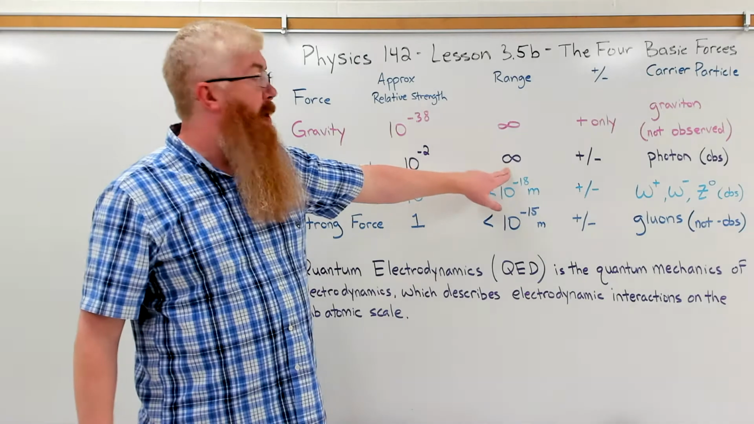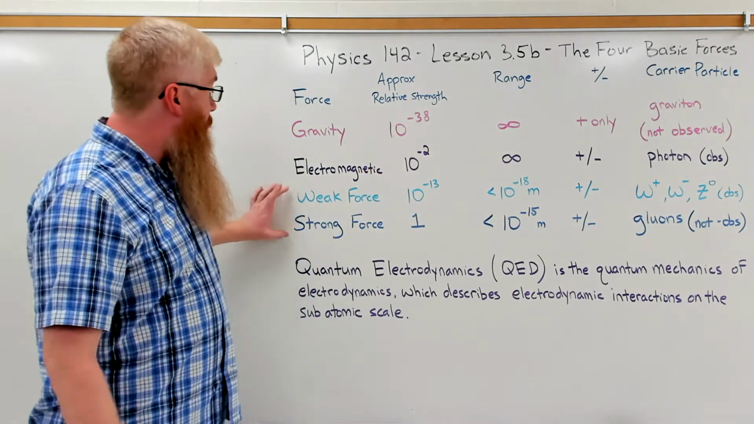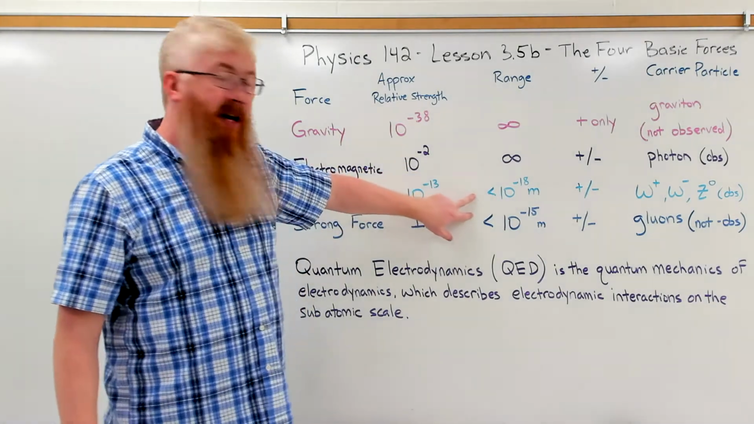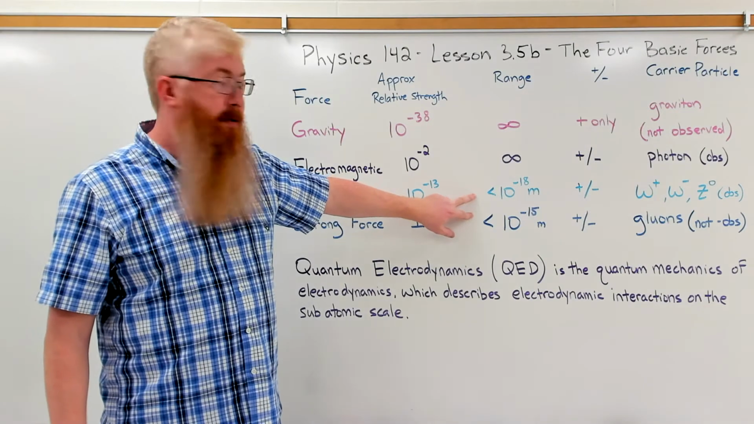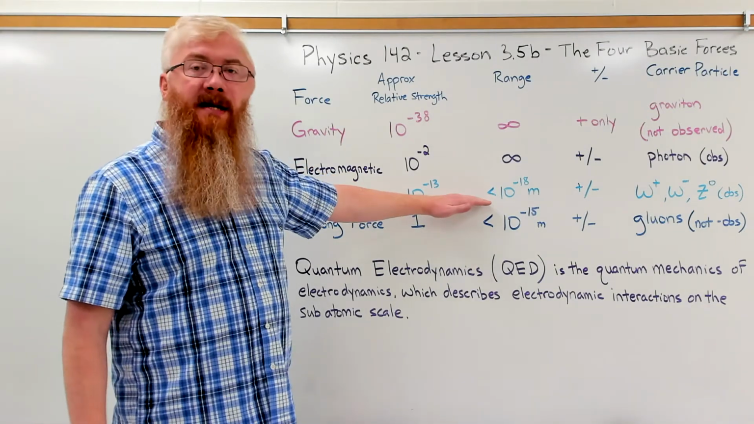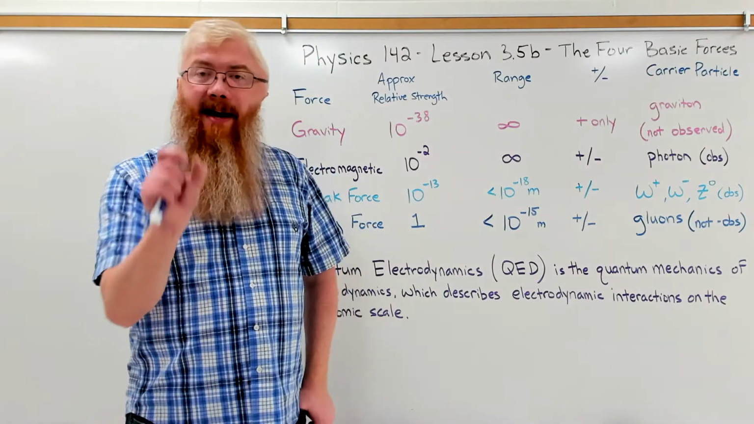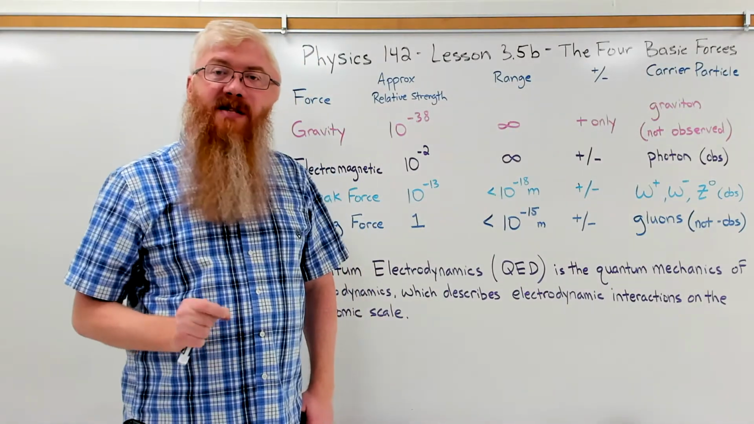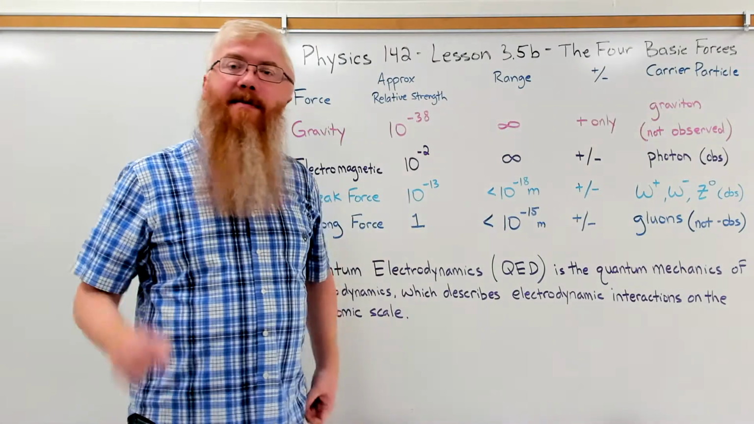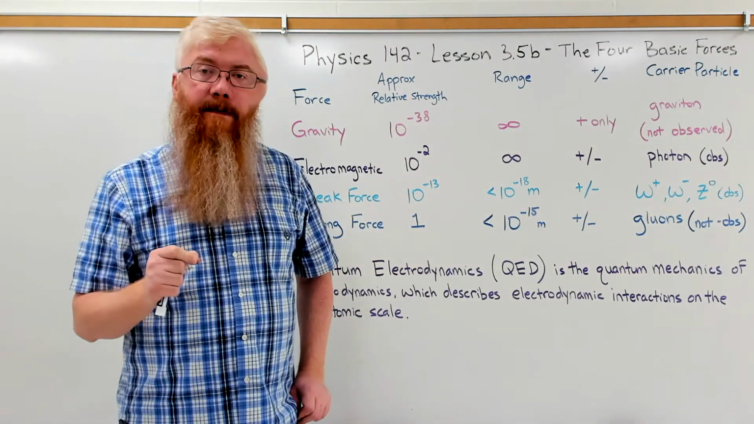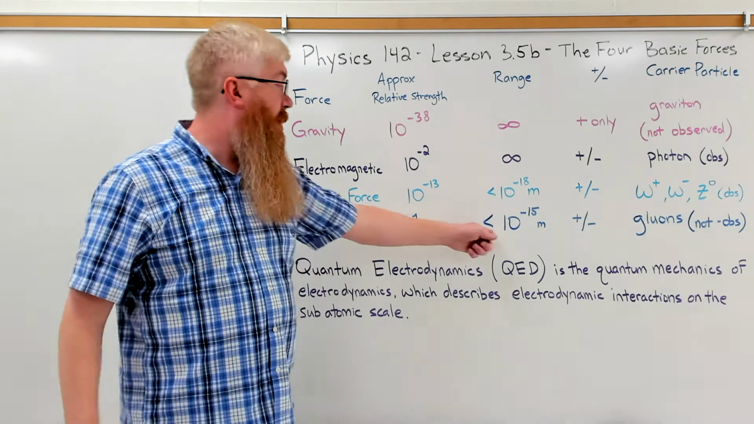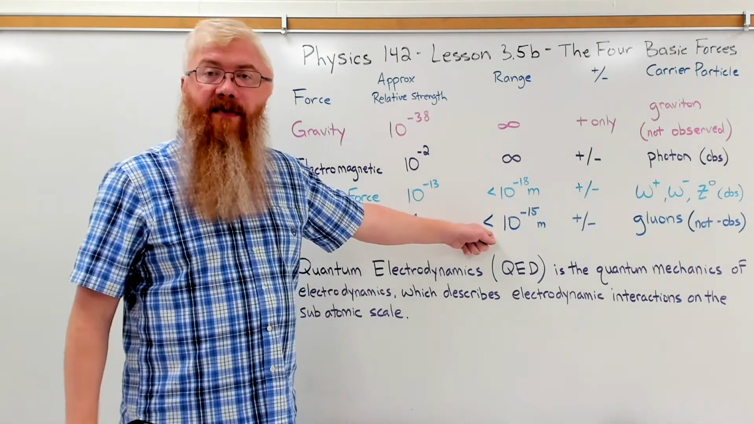Electromagnetic forces also act over infinite range, whereas the weak and strong forces have incredibly limited ranges. The nuclear weak force, less than 10 to the minus 18 meters. To give you a sense of scale, an atomic nucleus is 10 to the minus 15. So this is 1,000 times smaller than the nucleus of an atom. The strong force is around the size of the nucleus of an atom.